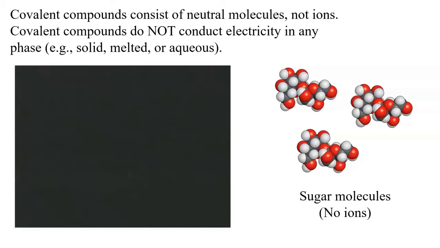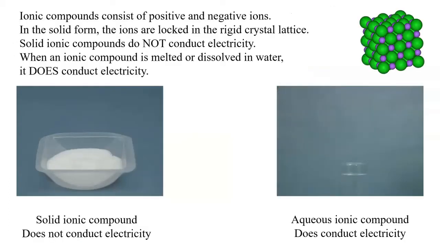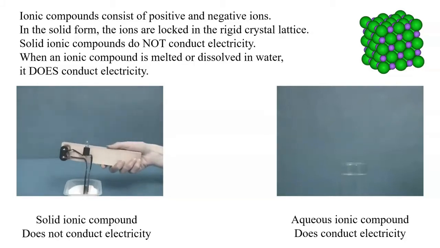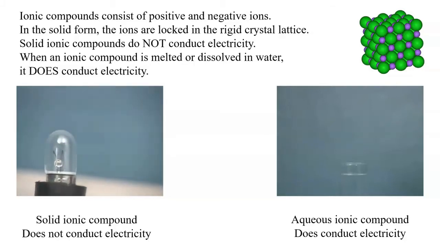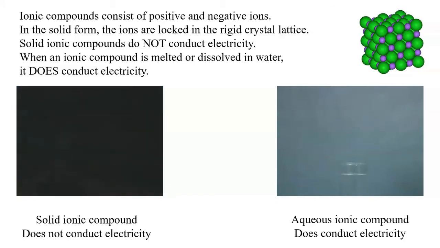Now let's take a look at the conductivity of ionic compounds. Ionic compounds do contain positive and negative ions, but in the solid form, the ions are locked in the rigid crystal lattice. So solid ionic compounds do not conduct electricity. When wires connected to a battery and light bulb are placed into granular sodium chloride, the bulb does not light. It does not conduct. But when an ionic compound is melted or dissolved in water, it does conduct electricity because now the ions are free to move around.